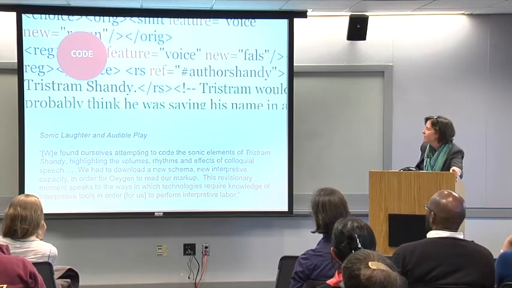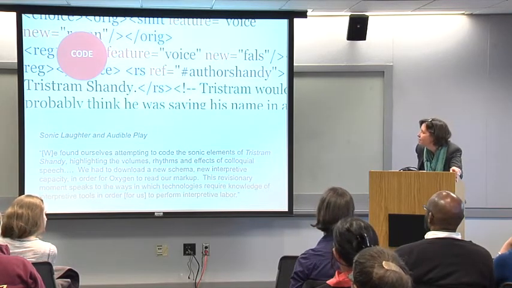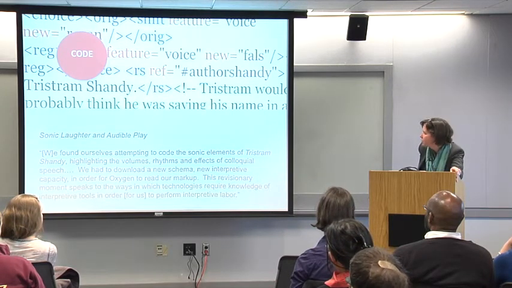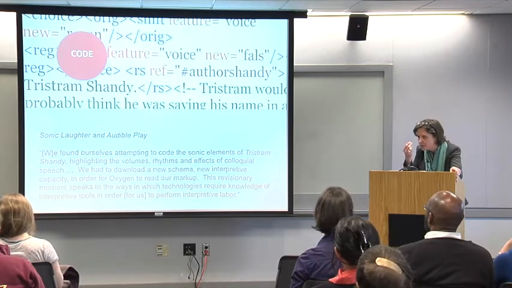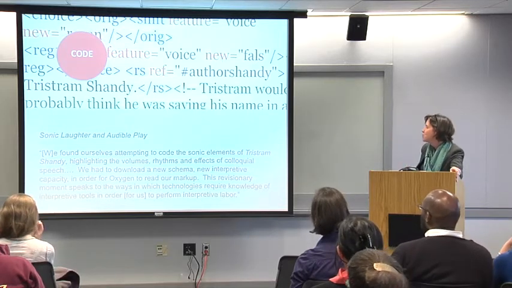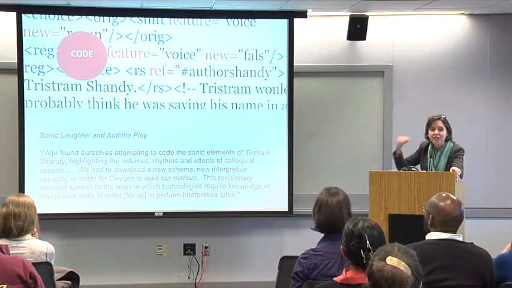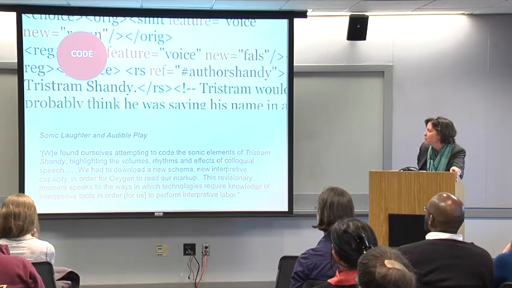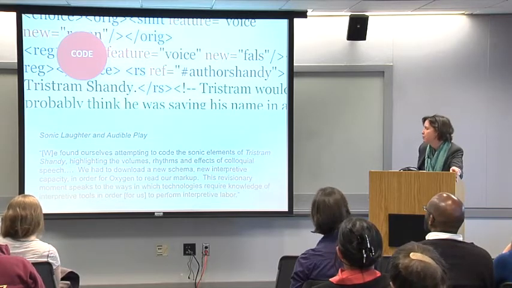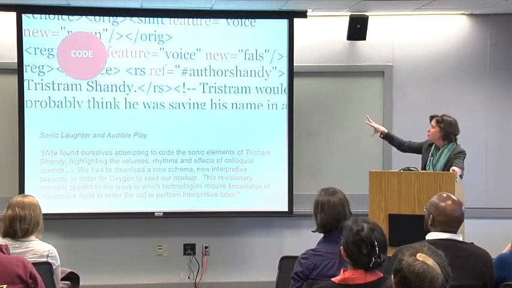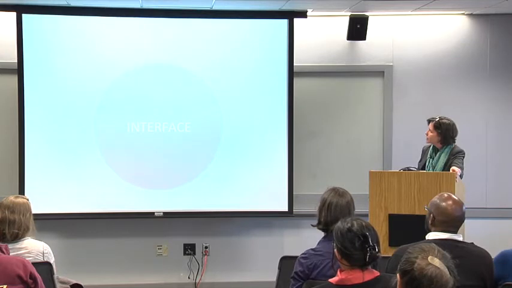So sonic laughter and audible play. We found ourselves attempting to code the sonic elements of Tristram Shandy, highlighting the volumes, rhythms, and effects of the colloquial speech. We had to download a new schema, new interpretive capacity in order for Oxygen, which is the interface that you use to mark things up, to read our markup. So one of the things they discovered was that Oxygen didn't have everything they needed, so they needed to add their own language to that. This revisionary moment speaks to the ways in which technologies require knowledge of interpretive tools in order for us to perform interpretive labor. So there are 5 more of these. I'll talk a little bit more about some of this work tomorrow in the workshop that we're doing as well.